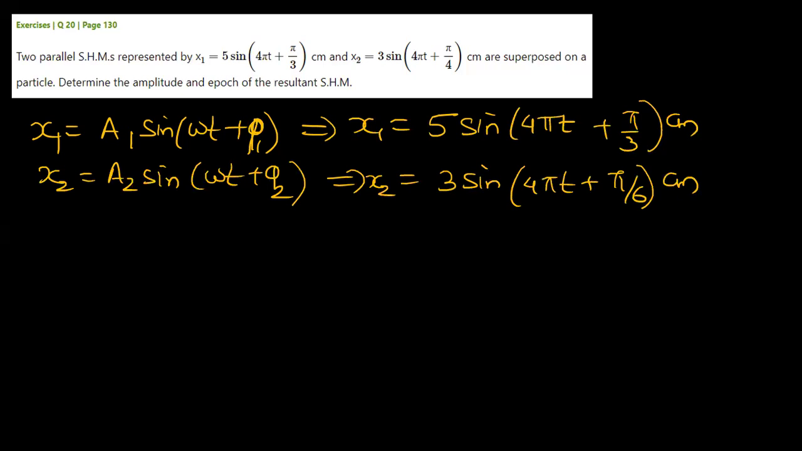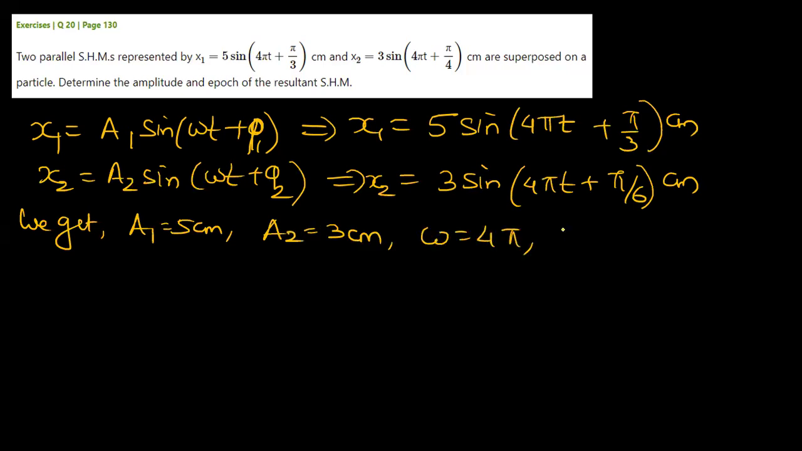So what do we get? A1 equal to 5, A2 equal to 3, omega is common in both, that is 4 pi, phi 1 is pi by 3, and phi 2 is pi by 6. This is what I get when I compare the two equations, x1 equal to A1 sine omega t plus phi 1 and x2 equal to A2 sine omega t plus phi 2, with the given equations.